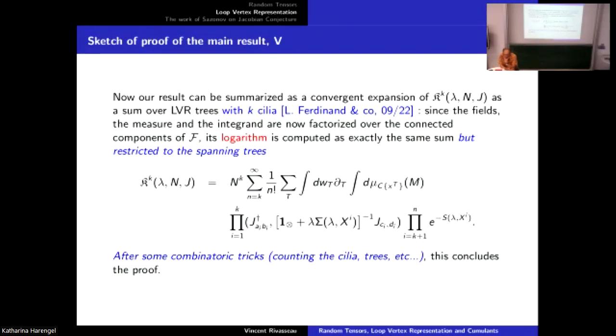Since the field, the measure, and the integrand are now factorized over the connected components of F, its logarithm is computed as exactly the same sum, but restricted to the spanning trees. This formula simply replaces F by T. After some combinatorial tricks counting the cilia, the trees, this concludes the proof.